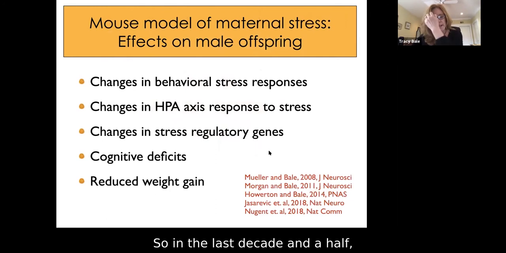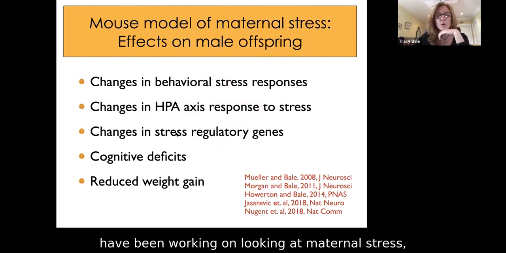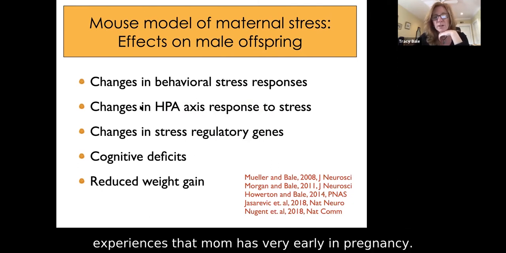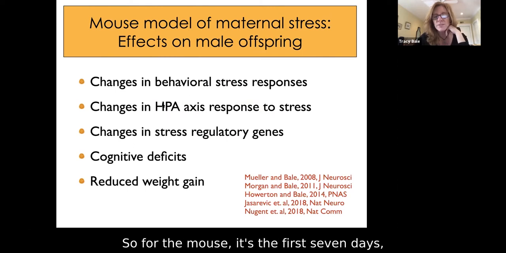So in the last decade and a half, in the mouse model that we have been working on looking at maternal stress, we have developed a course of chronic variable stress experiences that mom has very early in pregnancy. For the mouse, it's the first 7 days, which is pretty much the equivalent of the first trimester and the processes that are happening in a human pregnancy.